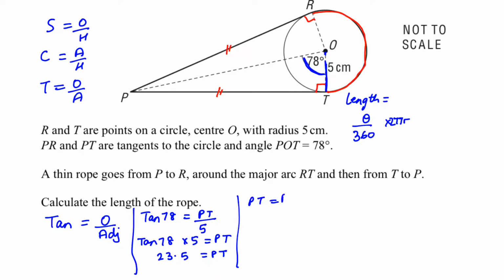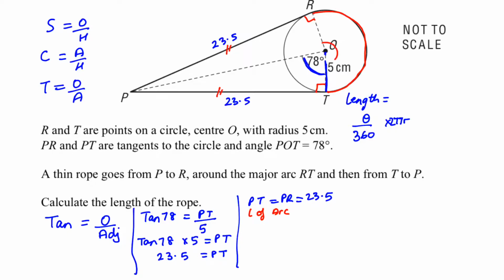PT is equal to PR. Therefore, PR is also equal to 23.5. So 23.5 here and 23.5. Now we have to find the length of the arc. Length of the arc, we already know. We will use the formula which I've written above: theta over 360 times 2 pi r.